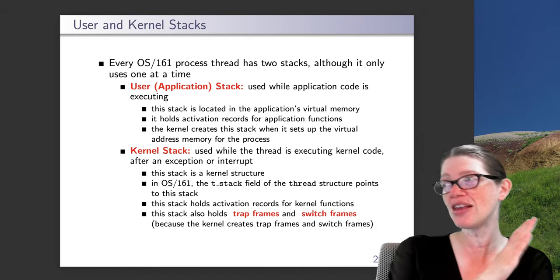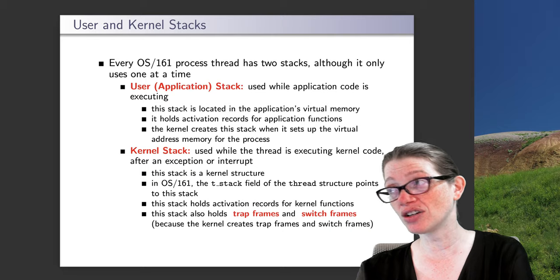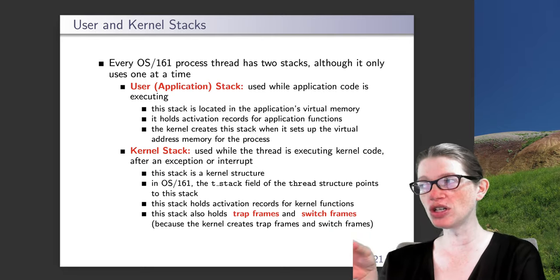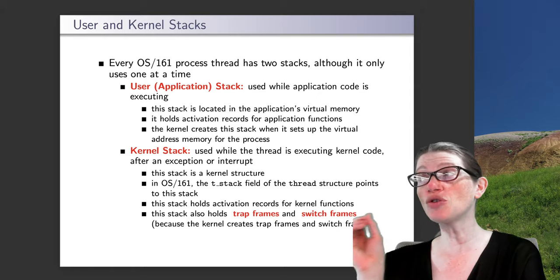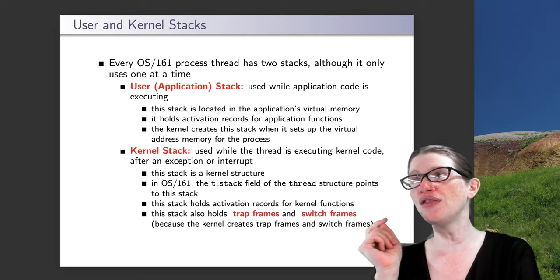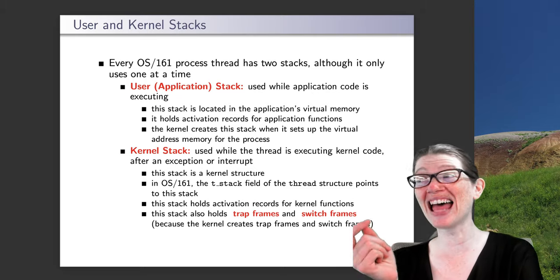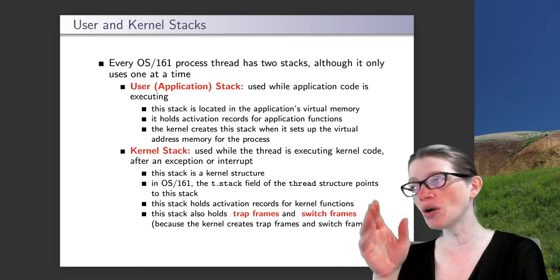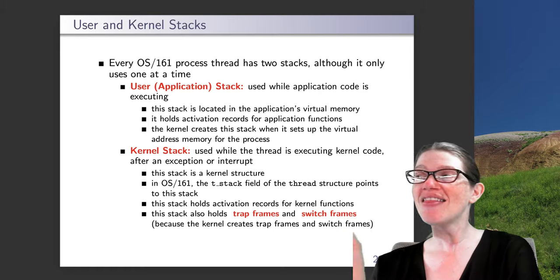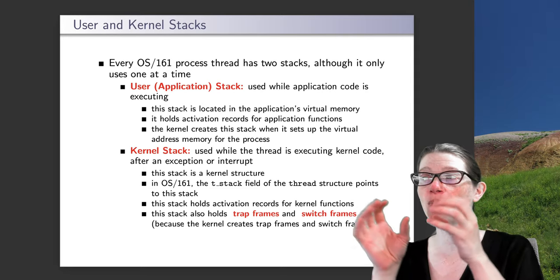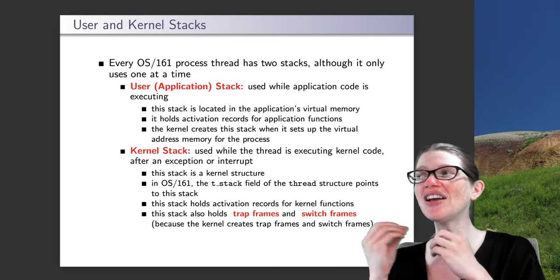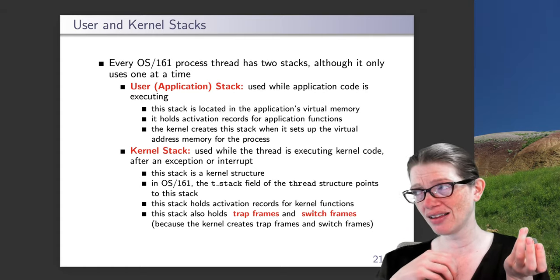So the threads have a user stack, and the threads also have a kernel stack. When the exception gets thrown and we switch into privileged mode, before we save the trap frame, we switch to make sure that the current thread's stack is the kernel one. All of the kernel stack frames go on the kernel stack. That way, we keep the separation between user and privileged information, and the kernel isn't going to overflow the user stack.